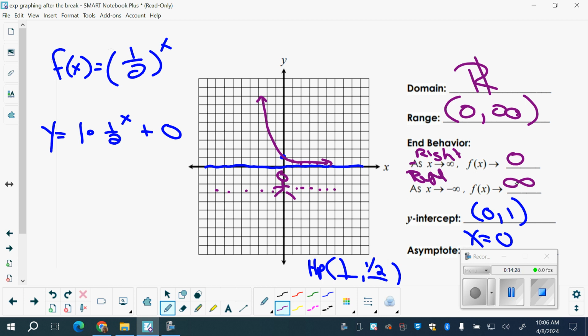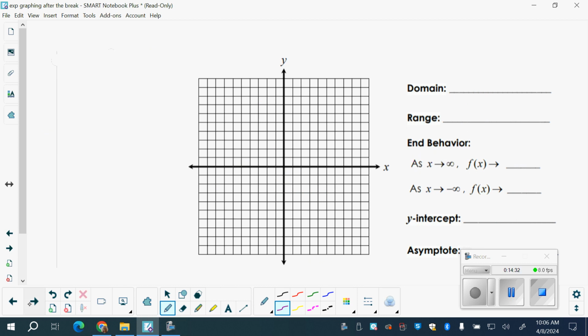Okay, you guys want to try one on your own? Here we go. Let's try this one. F of x equals 1/3 to the x. Try that one.